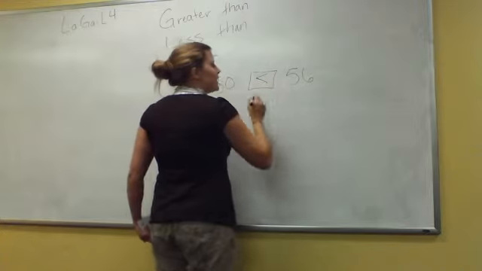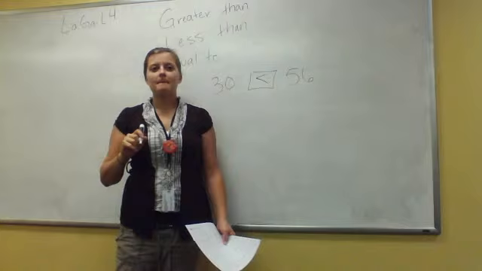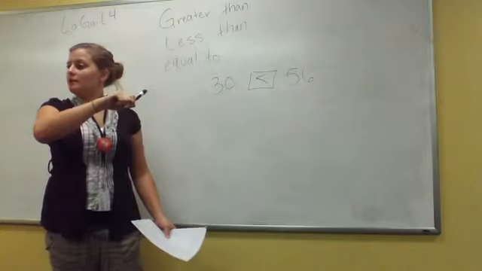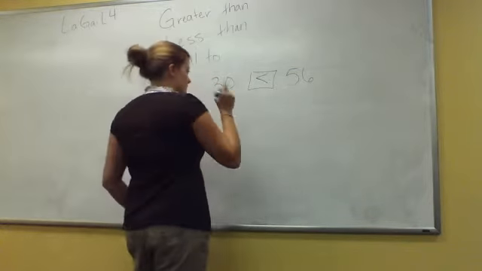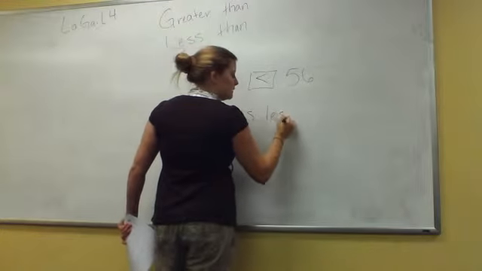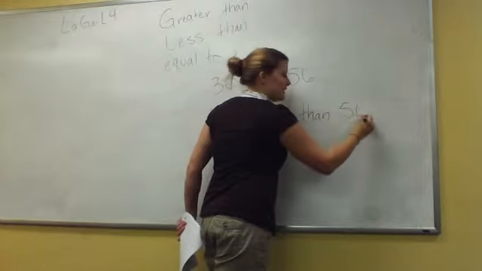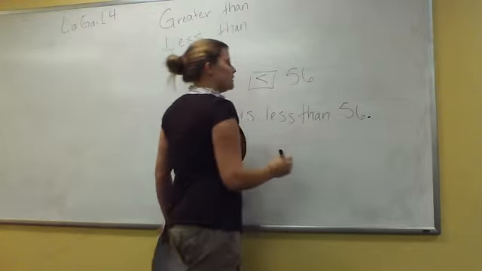How do I read this? Greater than. Well, we read left to right though, right? 30 is less than 56. 30 is less than 56. That's number 1.